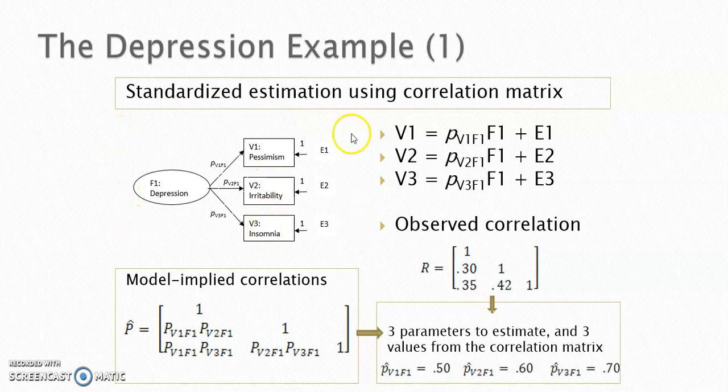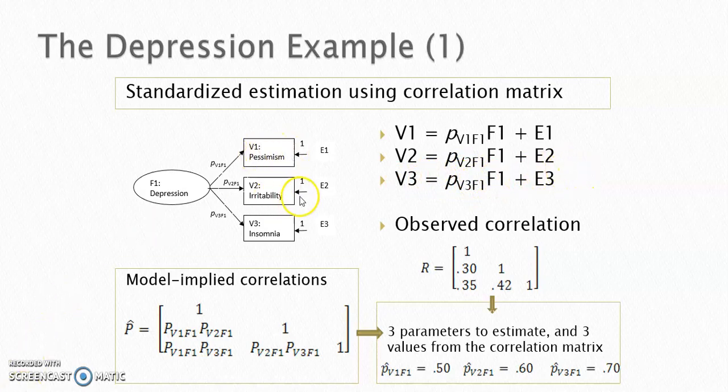For this CFA model, we have three structural equations because there are three observed indicators. V1 equals PV1F1, the factor loading, times F1, the factor, plus E1, the error component. Similarly, for the other two, it's V2 equals PV2F1 times F1 plus E2. V3 equals PV3F1 times F1 plus E3.